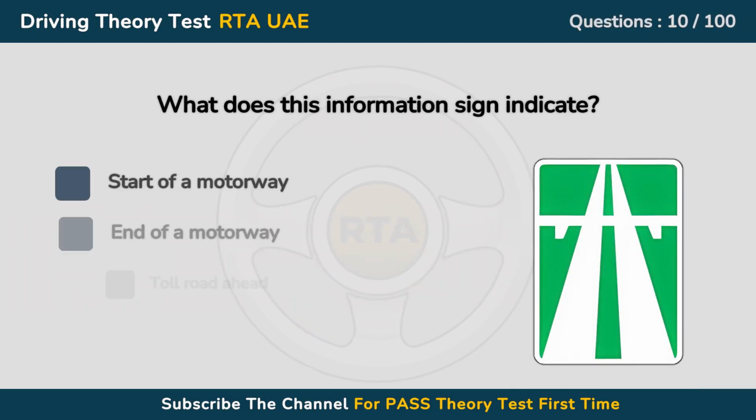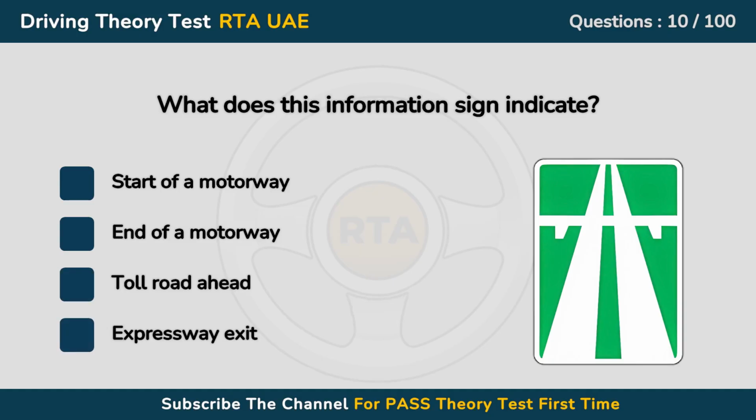Question 10. What does this information sign indicate? A. Start of a motorway. B. End of a motorway. C. Toll road ahead. D. Expressway exit.